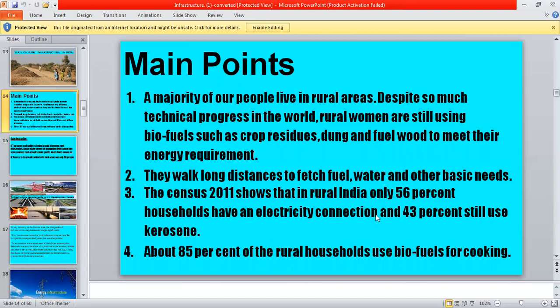They have electricity connections. In recent years, the number of electricity connections has increased and the people using kerosene, etc. has decreased. But still around 85% of rural households use biofuels for cooking. Now, this is information of 2011. This has reduced to around 65% in rural households due to the Ujjwala Yojana.